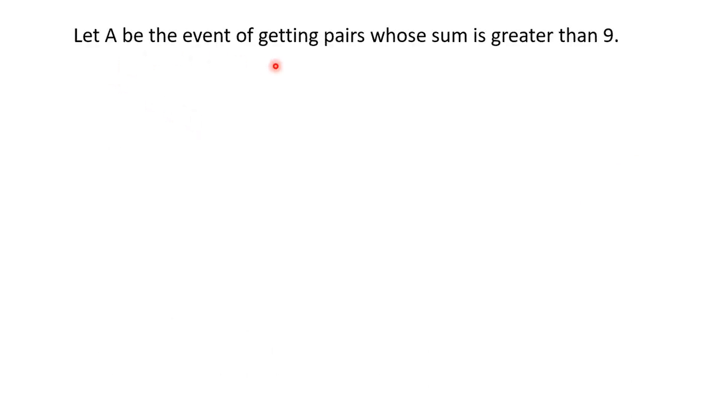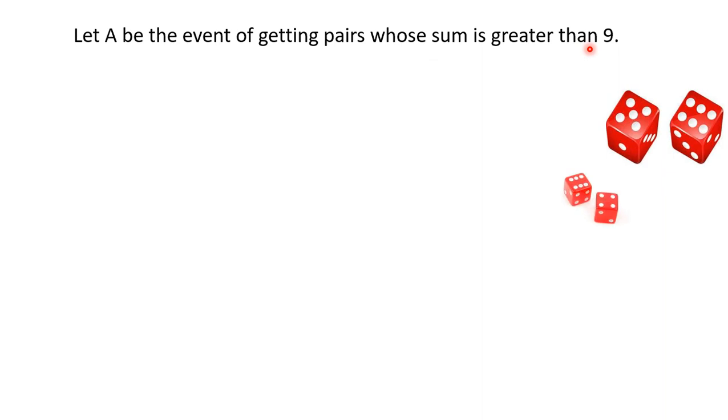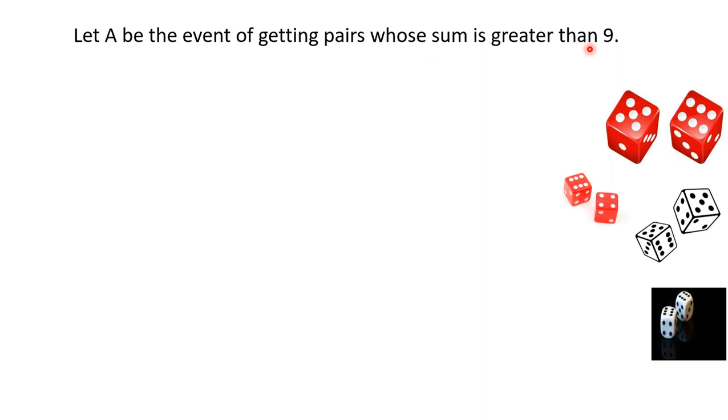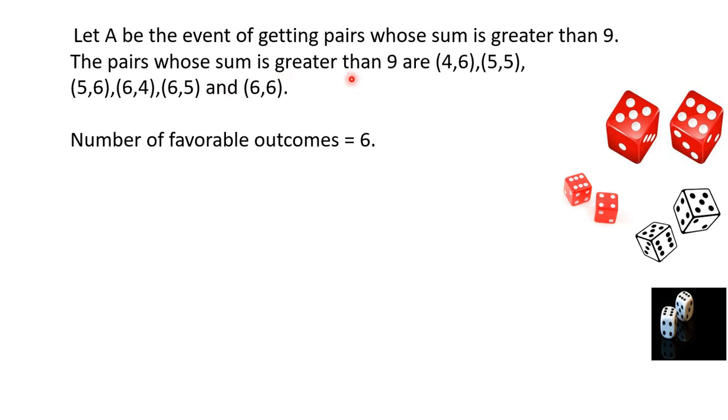So let A be the event of getting a pair whose sum is greater than 9. 6 and 4 is 10, greater than 9, 5 and 5, 6 and 6, and the reverse of these, first die 6 and second die 4, or first die 6 and second die 5. So the pairs whose sum is greater than 9 are 4 6, 5 5, 5 6, 6 4, 6 5 and 6 6. So the favorable outcomes are 6.